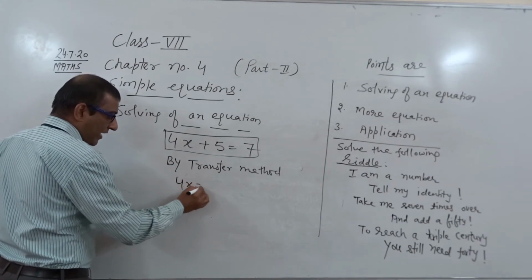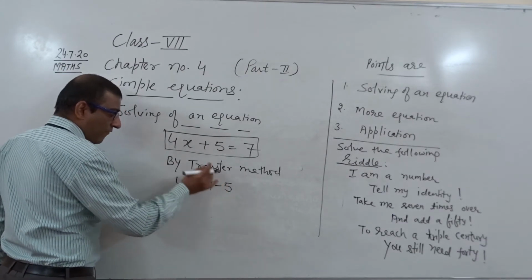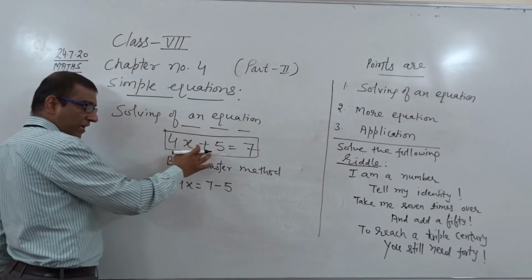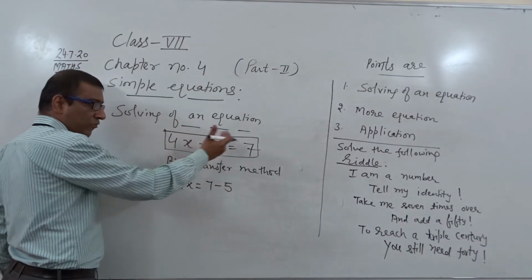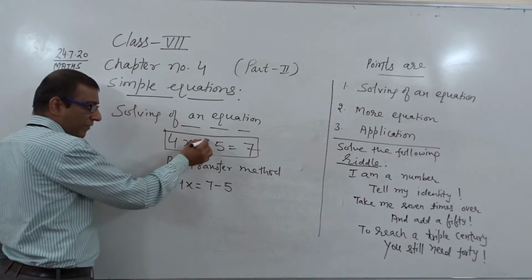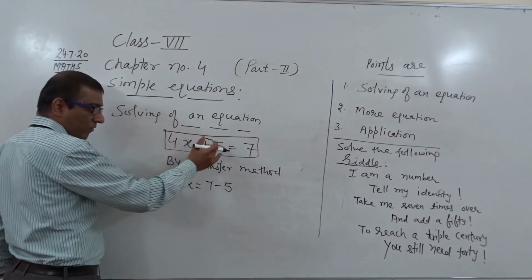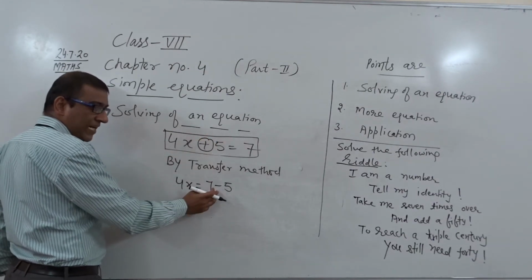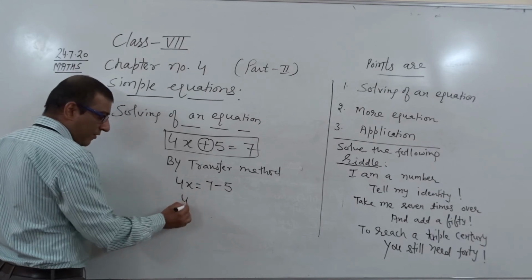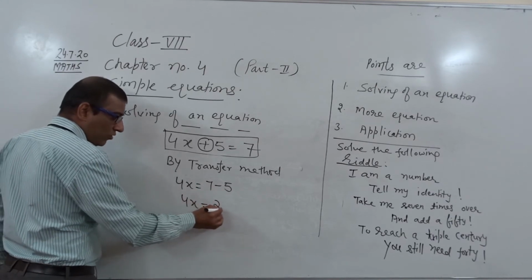So it can be written as 7 minus 5, and whenever you transfer plus 5 or something from left hand to right hand, then the symbol will change. It means when you transfer plus 5 from left hand to right hand, the symbol changes, it becomes negative. So it can be written as 4x equals 2.